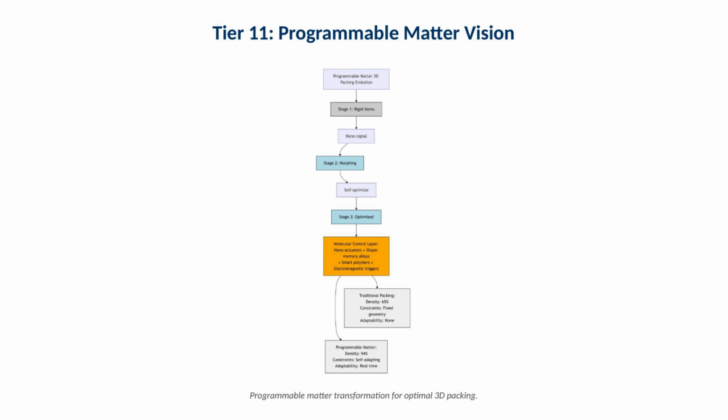The key concept is that materials can compress, flow, or reshape during packing and then return to required shapes after delivery. If feasible, this would change packing from an optimization of static boxes to a coordinated physical cyber system that adapts geometry in real time.